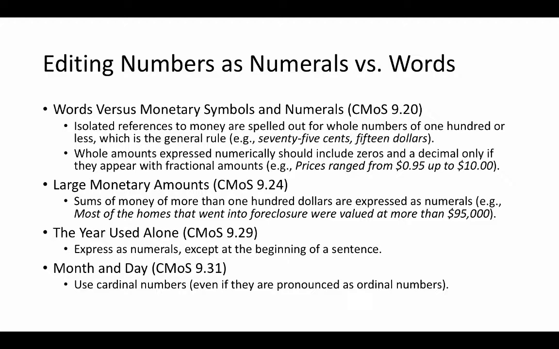Use cardinal numbers for months and days, meaning spell them out. But even if they are pronounced as ordinal numbers, so this is something that's a common issue. So if I ask you to put the date at the top of the paper, a common mistake is if, for example, it's the 15th of August, people will put August 15th, TH. Don't do that, and that's what this rule is getting at. Even if I pronounce it that way, don't put a TH, always just put the number.